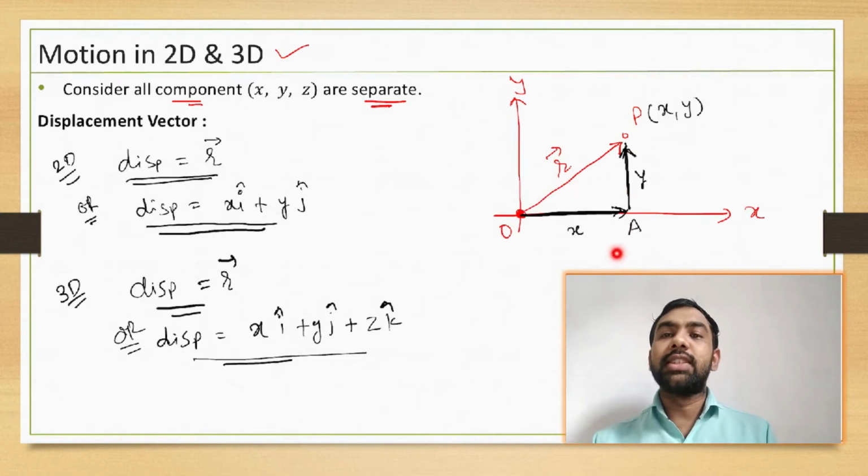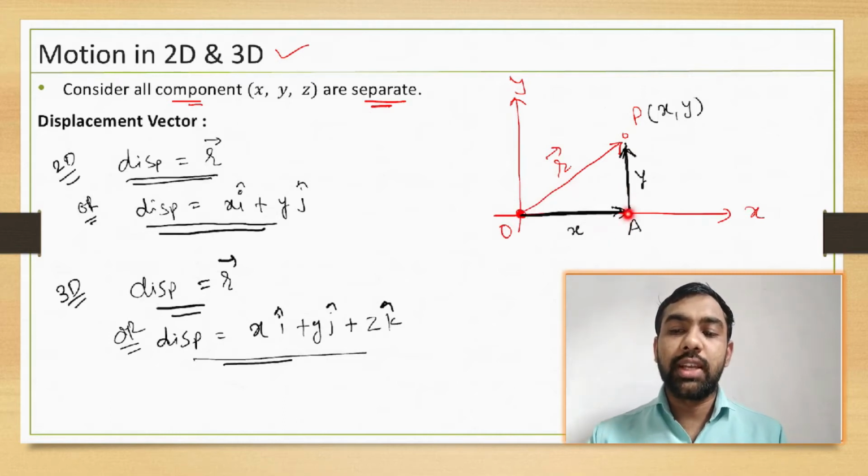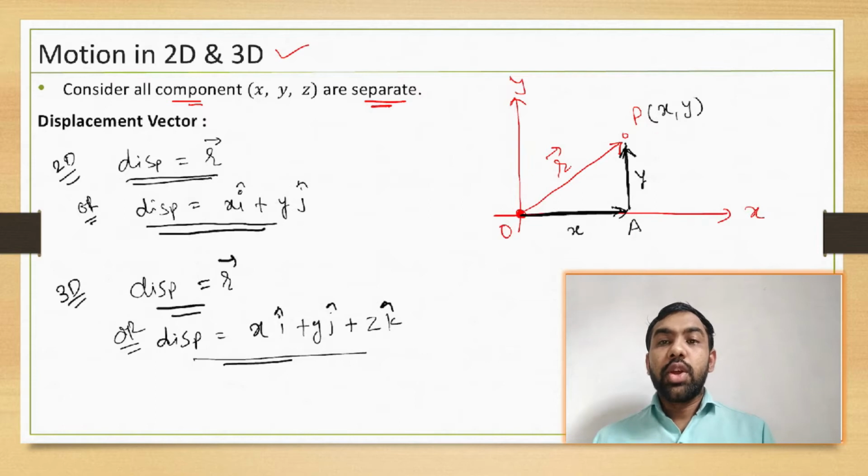For displacement, your answer does not change. The answer is the same: r equals xi plus yj, or directly r, as in this figure. This means you consider the particle moving along the x axis separately and along the y axis separately. Then you get the final answer, r is equal to xi plus yj.